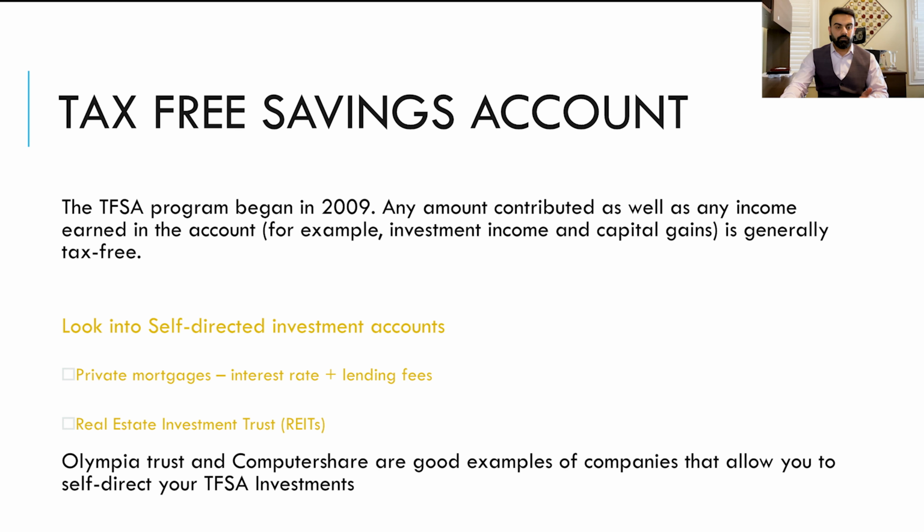You can earn money by lending money on private, and right now the private rates are crazy. It's like 13% interest rate plus 5% lending fee, which works out to like 15%. This is the kind of growth that can really be done tax-free if you were to do a self-directed investment under your TFSA. You can also invest in real estate investment trusts that can sometimes give you better growth than the market would give.